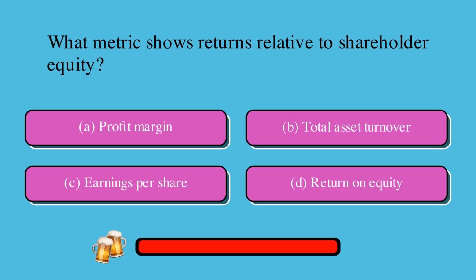What metric shows returns relative to shareholder equity? Is it A, profit margin, B, total asset turnover, C, earnings per share, or D, return on equity? The correct answer is D, return on equity.